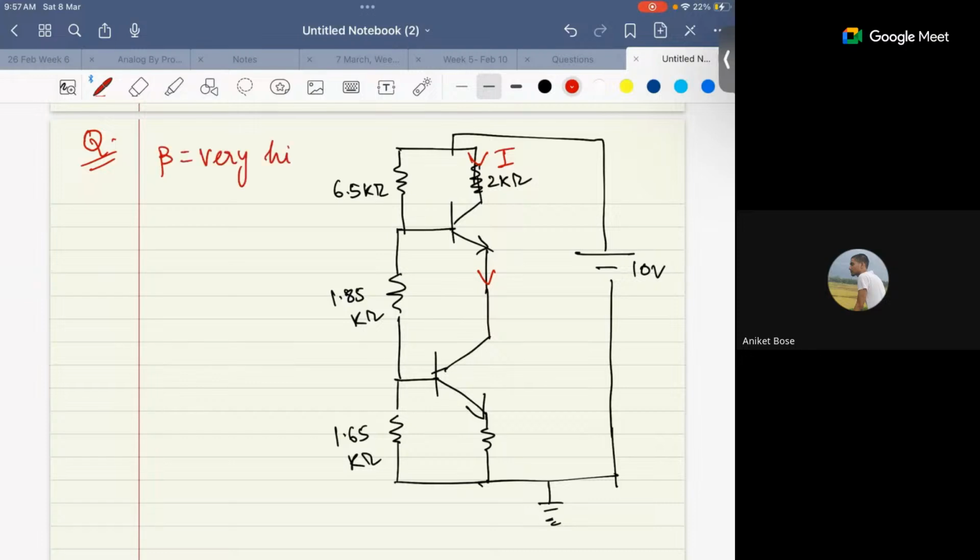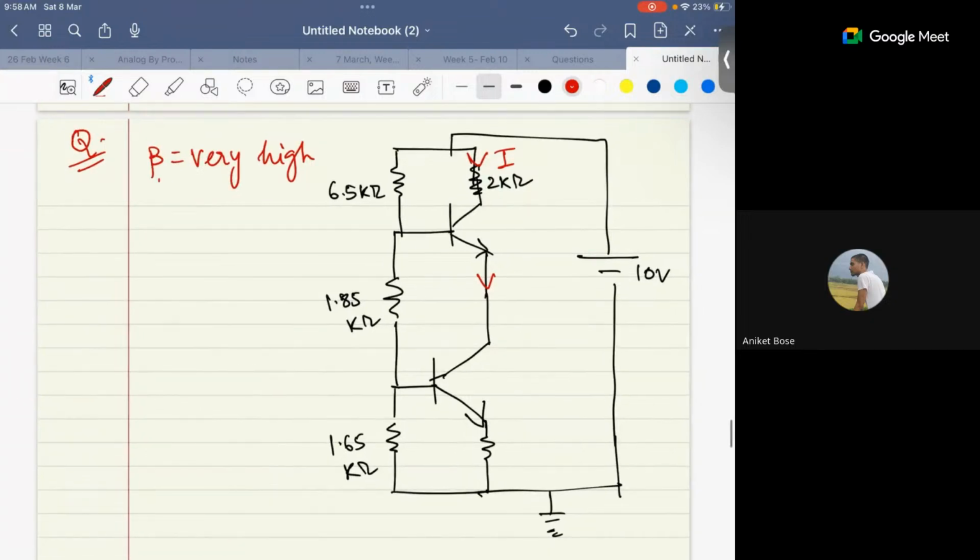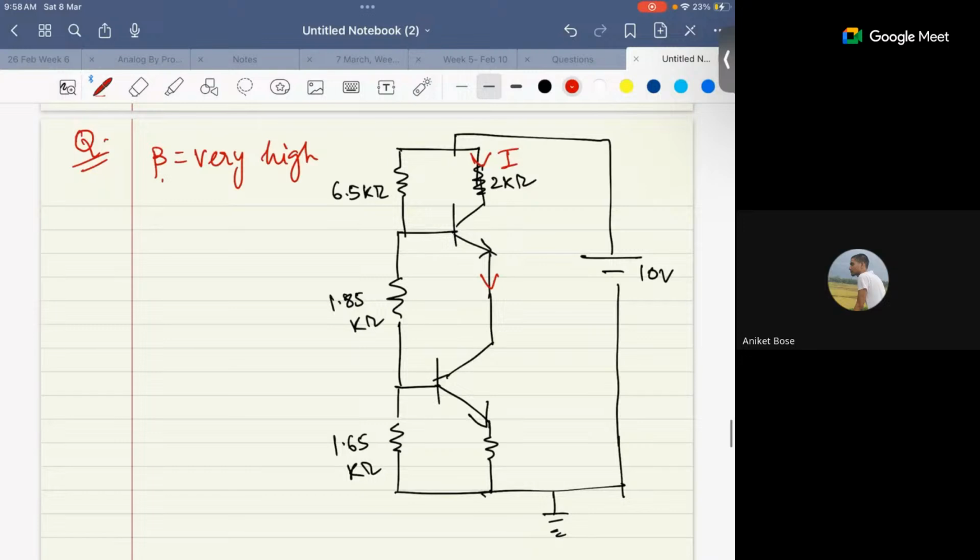Whenever you are given beta as very high, you just have to think that the base current is 0. If beta is given as 100 or something, you have to calculate the base current. But if it has already been given as very high, that means the base current you have to take as 0. So here also the current IB you have to take as 0, for both.